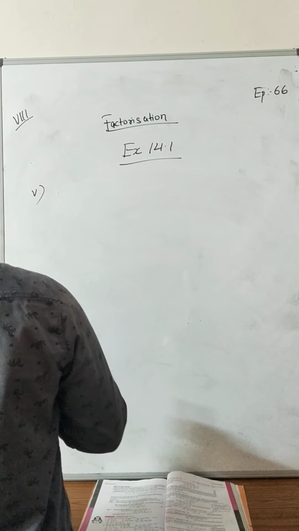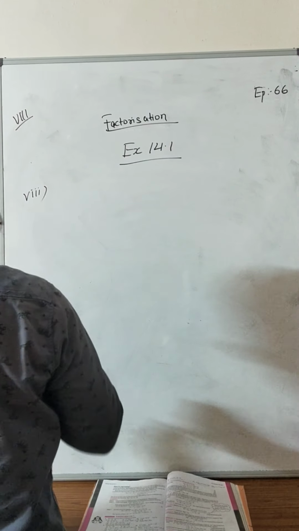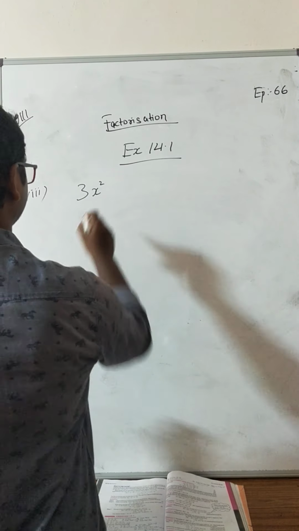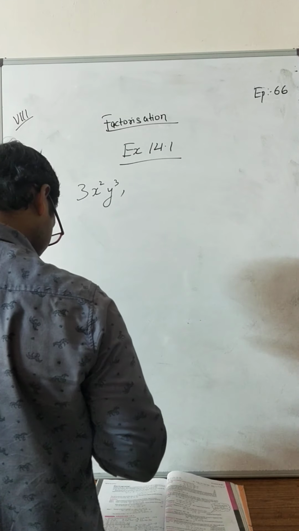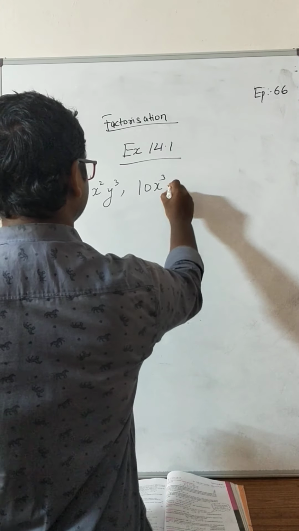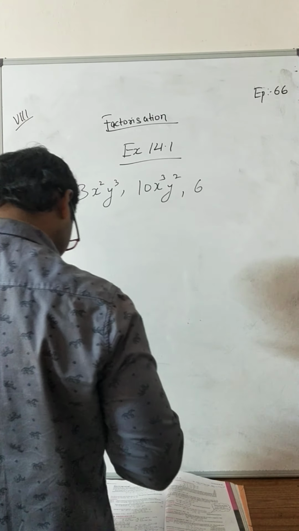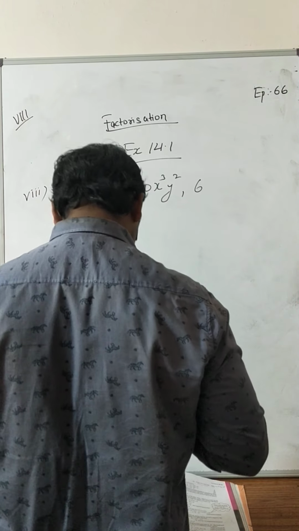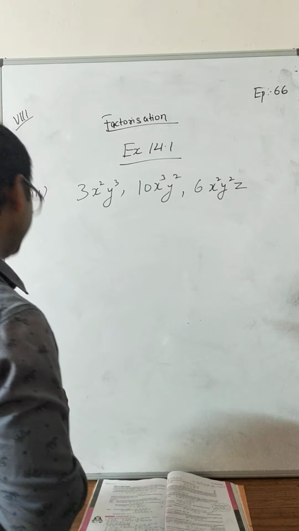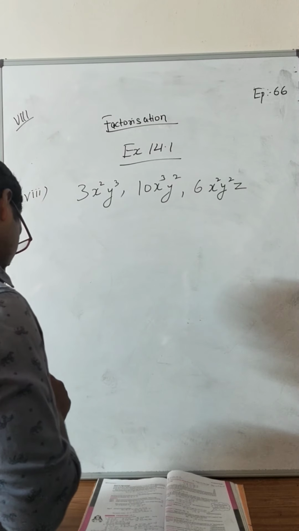The next value, the eighth one, is 3x square y cube, comma 10x cube y square, 6x square y square z. So 3x square y cube, comma 10x cube y square, 6x square y square z.